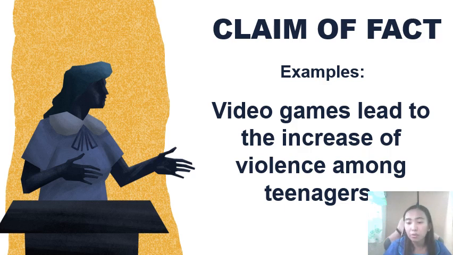Again, this is an example of claim of fact because it uses fact, which is that there is violence among teenagers happening in the present times, right? But still, there are other reasons why this is happening. Okay, let's proceed with the last example.